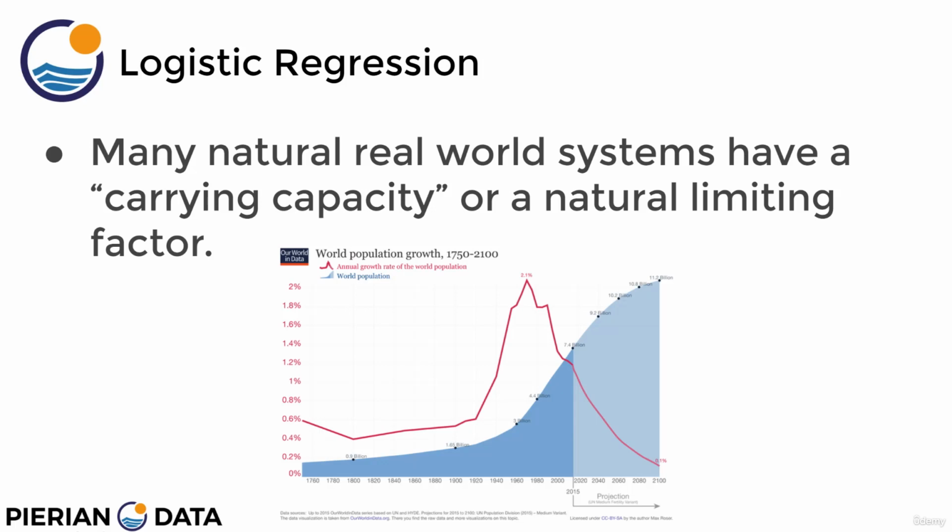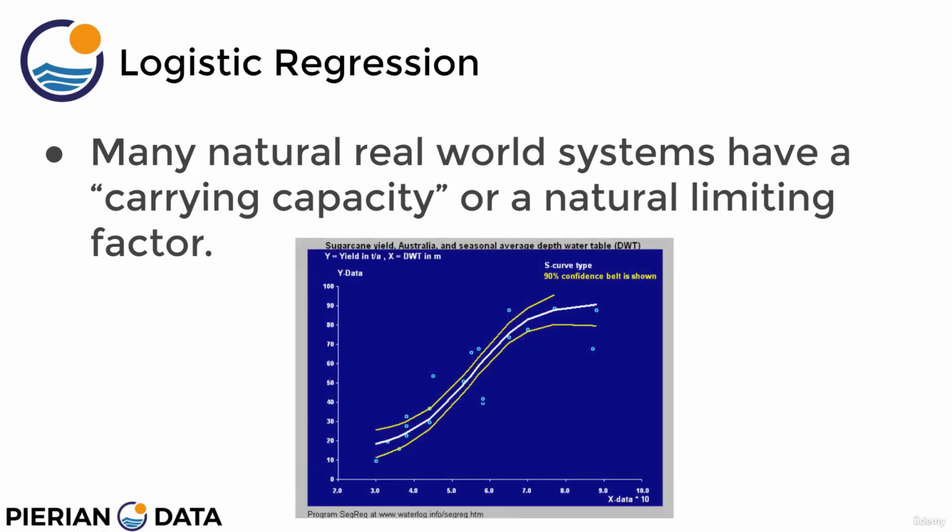And it just isn't with model populations, but also for many different scientific fields. Here we can see the sugarcane yield in Australia versus the depth of water available. And again, you get this sort of limiting factor where just natural real-world systems have some sort of limit where you get this leveling off effect similar to a logistic function. So clearly a logistic function itself can be really useful for modeling these systems that have this carrying capacity or natural limiting set of factors.